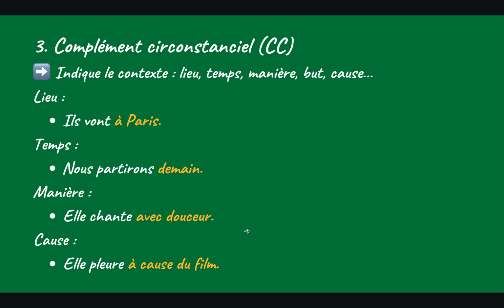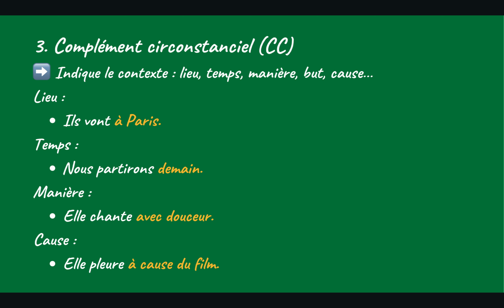Complément circonstanciel. Now, you have a few different compléments circonstanciels. So what are they for? They exist to give information about le lieu, le temps, la manière, le but, la cause. Le lieu, the place, le temps, the time, la manière, the way, le but, the aim, and la cause, the origin of something.